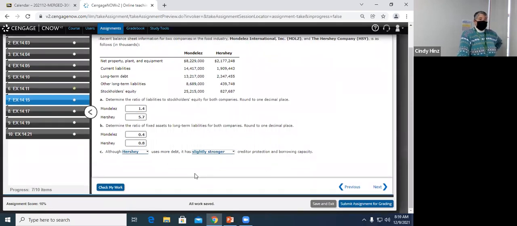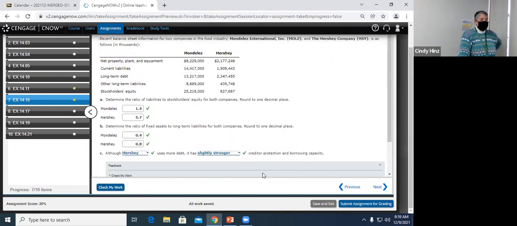And all these are relatives, remember they're ratios. So we're not talking about absolute dollars, we're talking about ratios, or the relationship between the different categories, total assets and total liabilities, total stockholders' equity, looking at the relationship between the two, or total fixed assets to long-term liabilities. Questions on that?